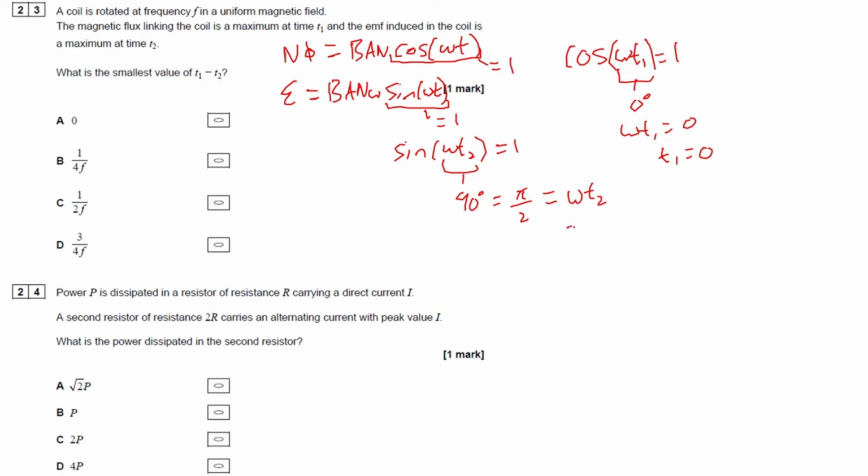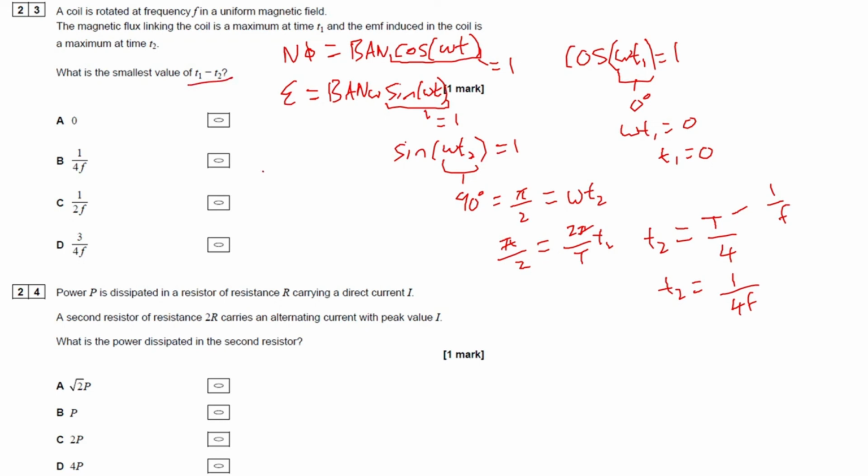Now we know omega is also 2 pi over T in the equations, so I could just rewrite this again with the value of omega, 2 pi over T. Cancel the pi's, and I'm left with, if I just rearrange this, take the T to this side, divide by 2, t2 is equal to T over 4. And we know T is 1 over frequency, so therefore t2 can be written in terms of frequency as 1 over 4f. Finally, this question is asking what is the smallest value of t1 over t2.